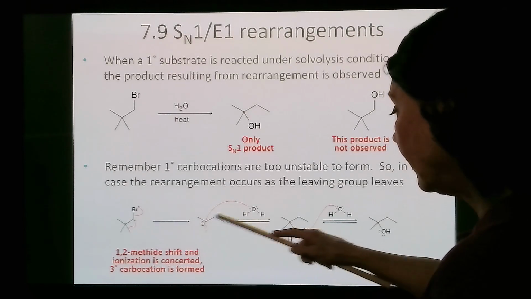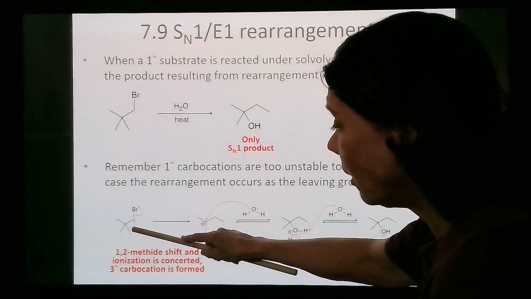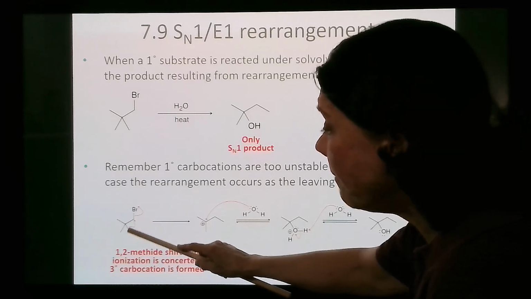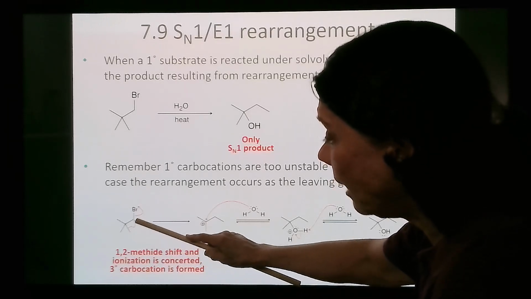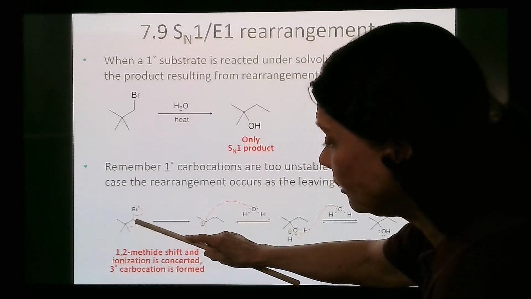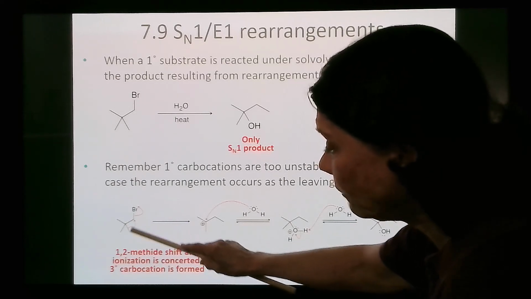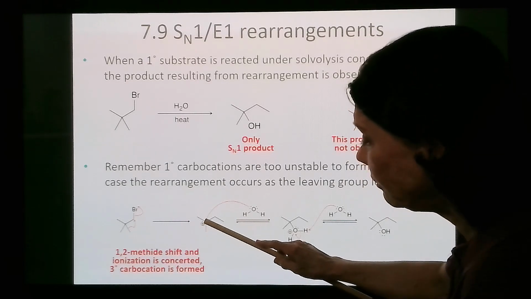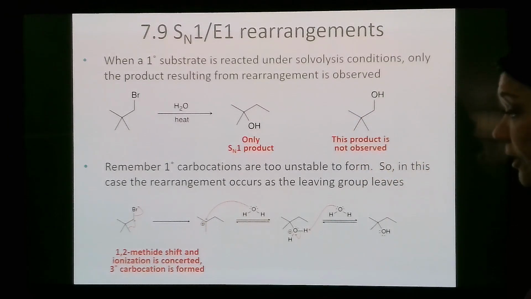So here is the mechanism that's drawn out. Bromide departs. The methyl group migrates, the 1,2 methyl shift, like you saw. The methyl migrates with the pair of electrons in the carbon-carbon bond. So the positive charge is shifted to this tertiary position.